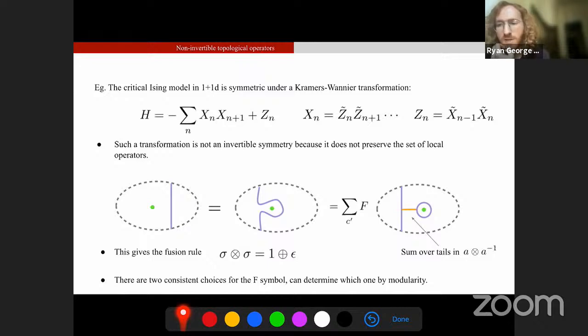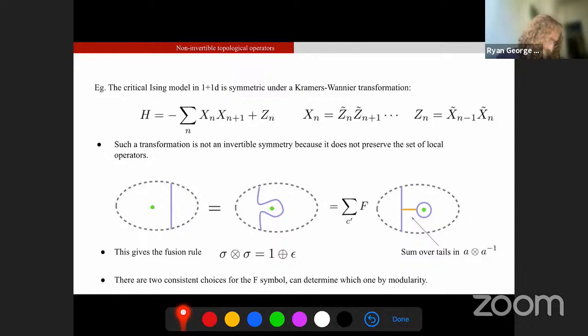There's a non-local transformation of these Paulis, where you send X to a string of Zs and you send Z to a pair of Xs. You can see these still satisfy the same commutation relations. And this transformation ends up just exchanging these two terms. So this Hamiltonian is symmetric under this weird transformation.